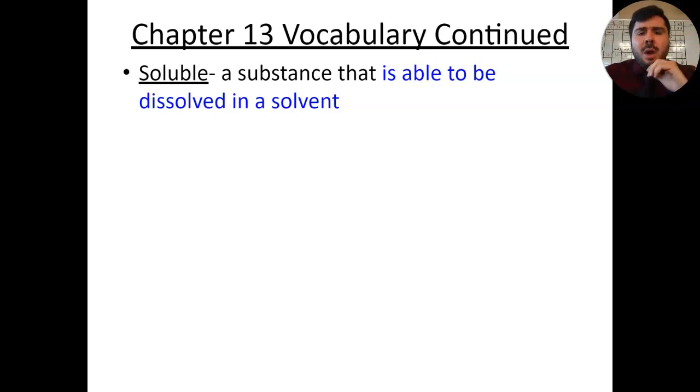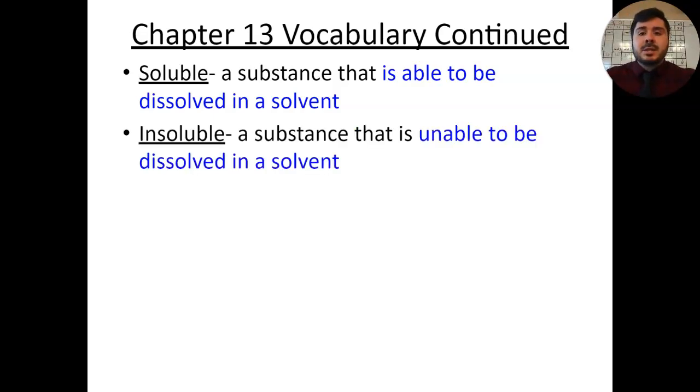You might have heard about this word solubility before, something being soluble in the past, and we're actually going to talk a lot about this idea of solubility. This is where this word soluble comes from, a substance that is able to be dissolved in a solvent. Insoluble, on the other hand, that prefix in, is where a substance is unable to be dissolved in a solvent, right?